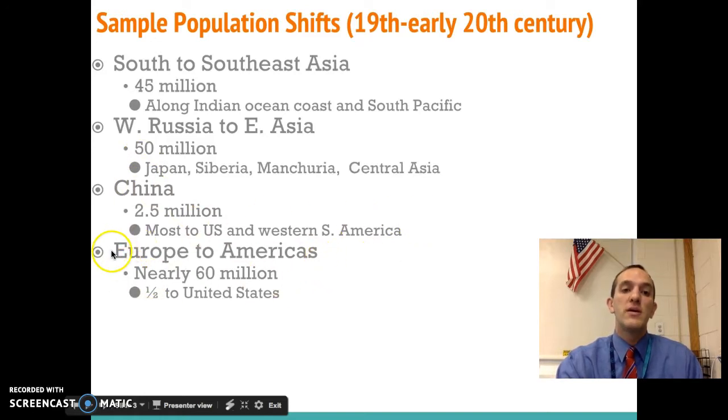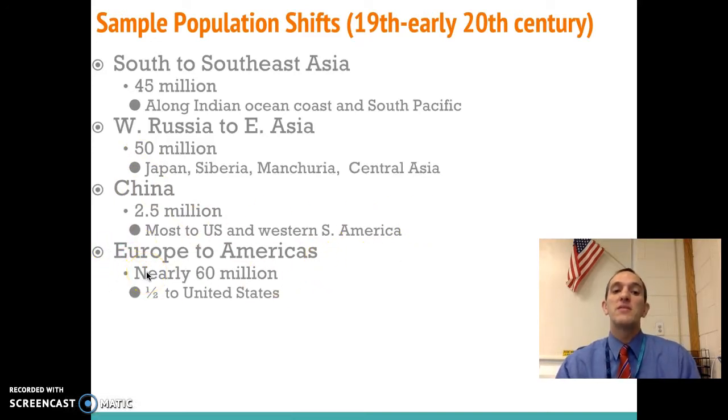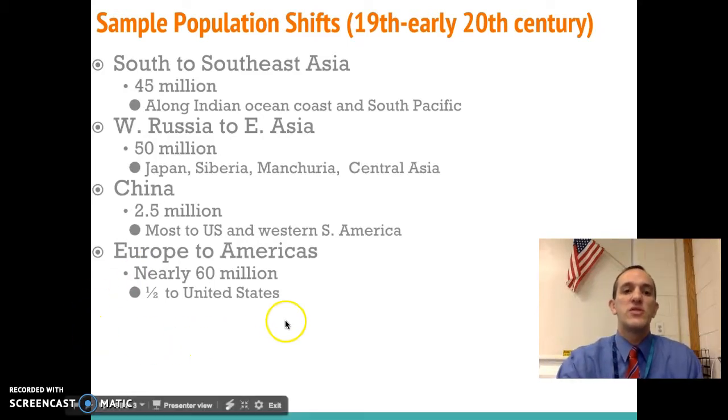And then Europeans who leave to the Americas, we're going to see about 60 million of them. About half of that 60 million are going to be coming to the United States. Odds are, if you have ancestors who have been in this country since the mid-1800s or late 1800s, whether they're Irish or Italian, even into the early 1900s, they are going to be part of this group. So it's quite possible your ancestors are part of this group. We have about 30 million people.